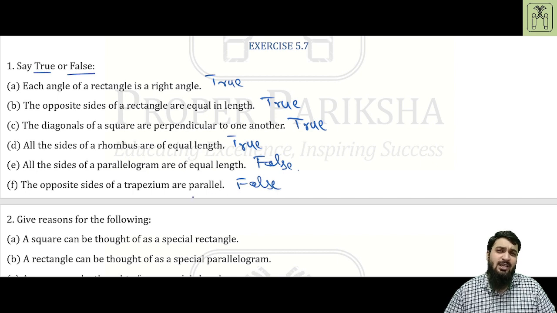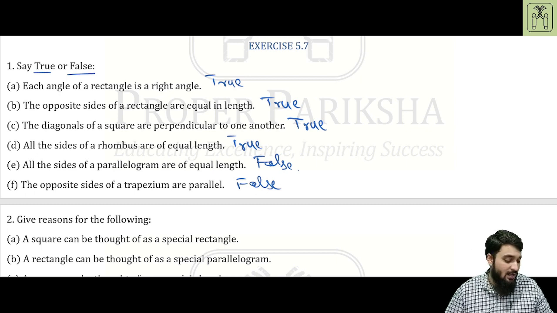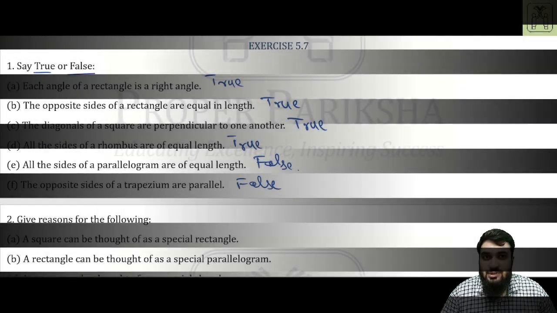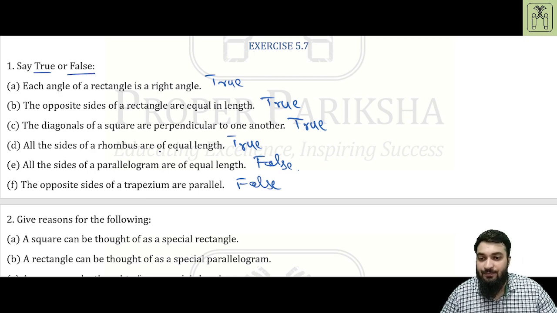It is only true in one particular case. However, if I say to you or if you say to me that draw a trapezium, it is not necessary that I will draw a trapezium in which the opposite sides which are not parallel are equal to each other. Okay. I think there was some glitch in the video, so pardon me for that. Okay, no problem.